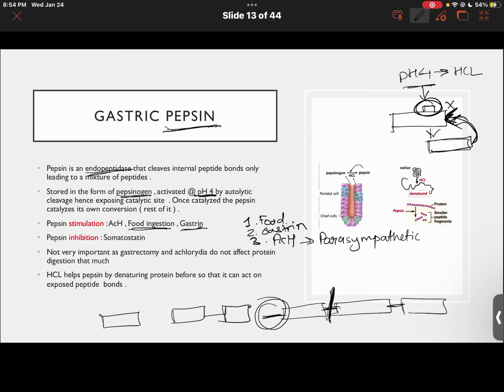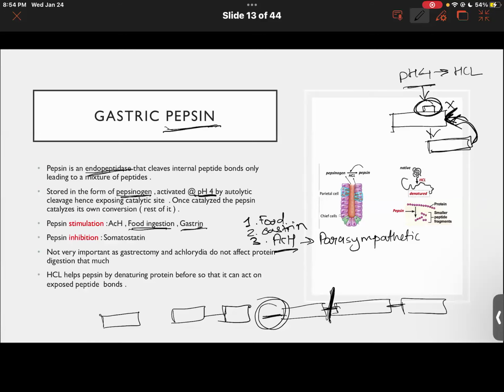Parasympathetic system is active when you're eating food, because parasympathetic means you're chilling. And usually when you're chilling, you're having food, you're drinking something. So basically you're chilling, it's parasympathetic. And parasympathetic is ACH. ACH is responsible for parasympathetic. That's how I like to remember. You can remember it whatever way you want. At the end of the day, you just need to remember that acetylcholine, food ingestion, and gastrin stimulate pepsin.